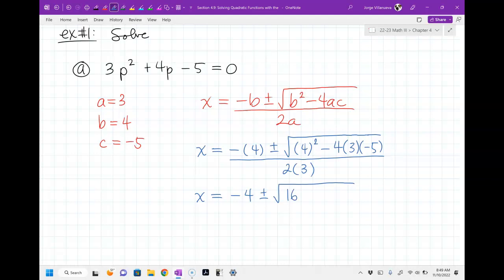Now, I would get on my calculator and I would do negative 4 times 3, which is negative 12, times negative 5. So what's negative 12 times negative 5? That would be positive 60, over 6.